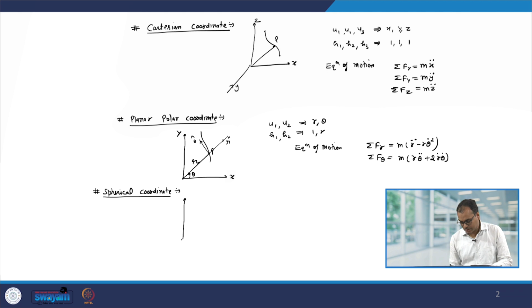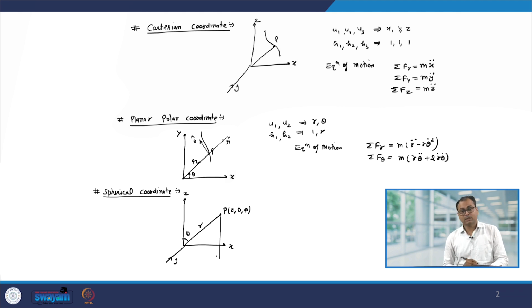So, in spherical coordinate system, we have the r, theta and phi. Let us say the position of the particle is P. That is defined by r, theta and phi. R is this r, theta is the angle that it makes from the z axis, and phi is the angle that its projection on the xy plane makes from the x axis. Here our u1, u2 and u3 are r, theta and phi, and h1, h2 and h3 are 1, r, r sin theta.